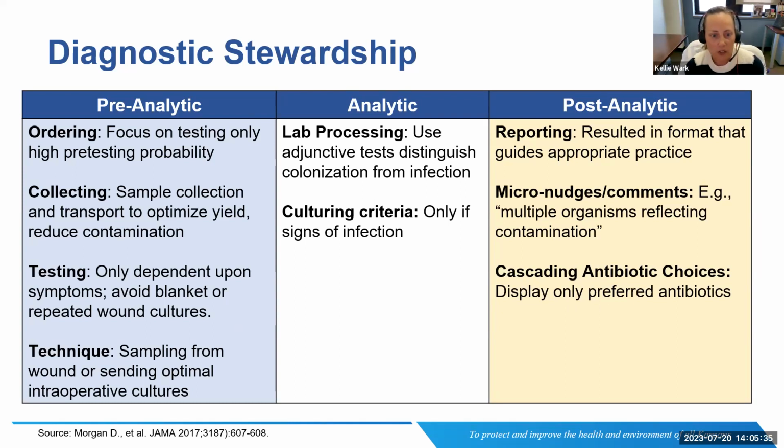And then we get into analytics. This is going to be things like adjunct tests such as MRSA to determine colonization from infection, and again, similar to the pre-analytic, culturing only with signs of infection. One thing also, you can pull in your lab colleagues, your reference lab, and work on some nudging on how they report those results back. And we'll go through some examples of that. Next slide.